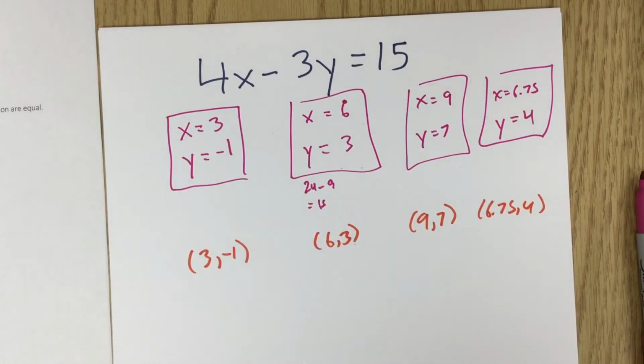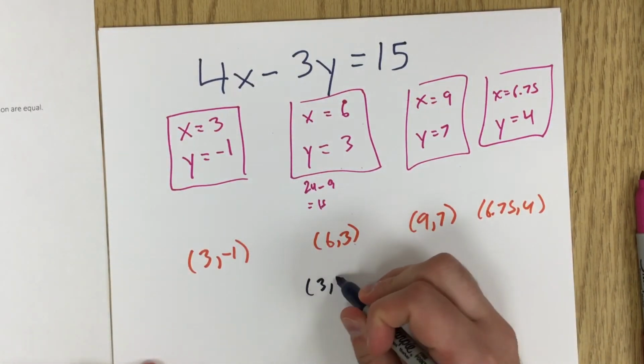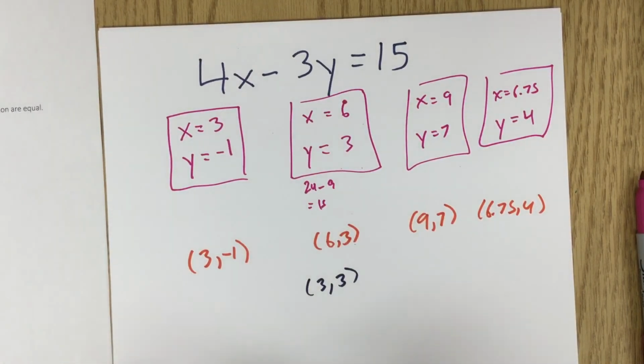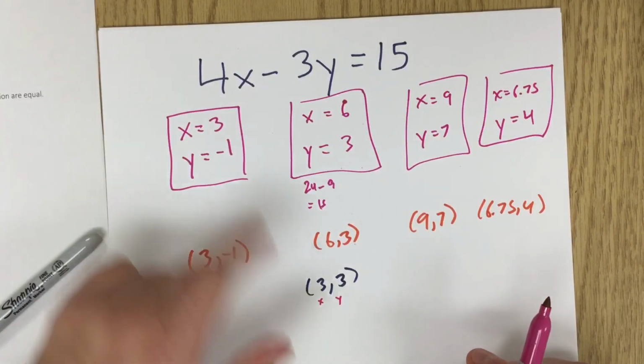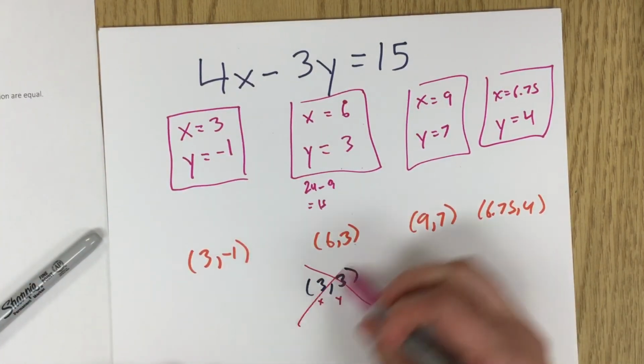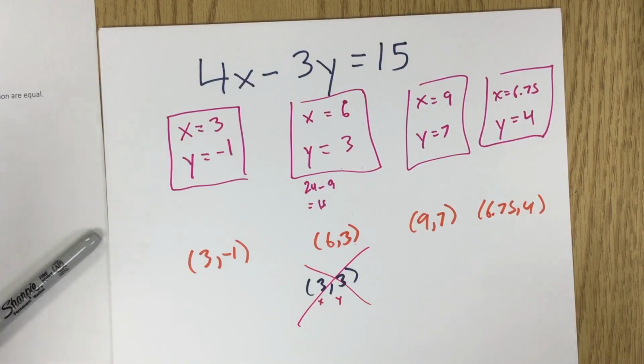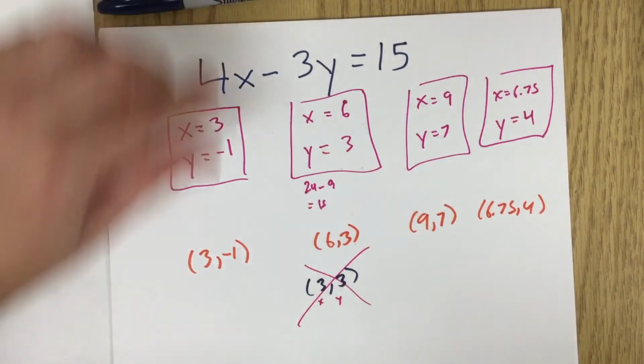Now, infinite number of solutions does not mean that everything is a solution. For example, 3 and 3, where this is the x and this is the y, is not a solution. 12 minus 9 is not 15. So when I say infinite solutions, I don't mean that anything is a solution. I'm just saying that there are a very, very large number of solutions.